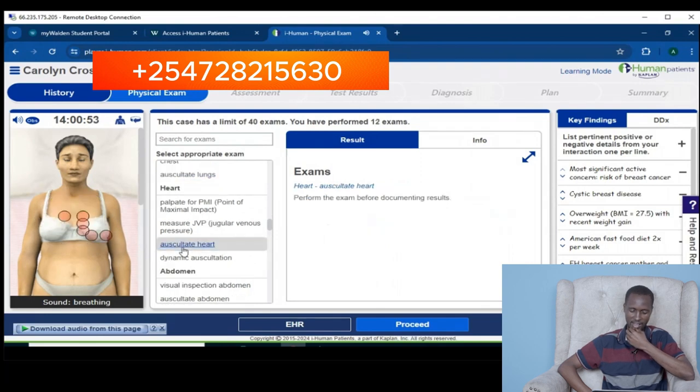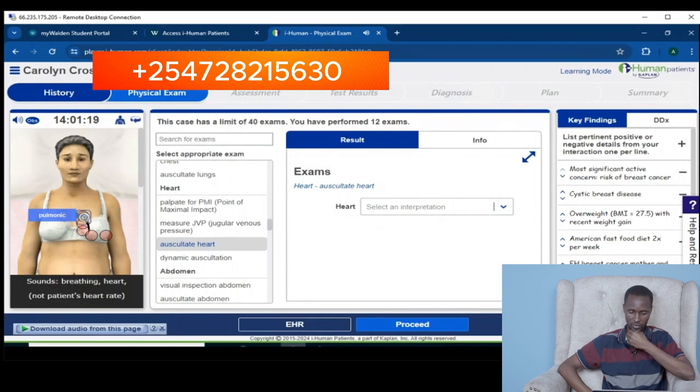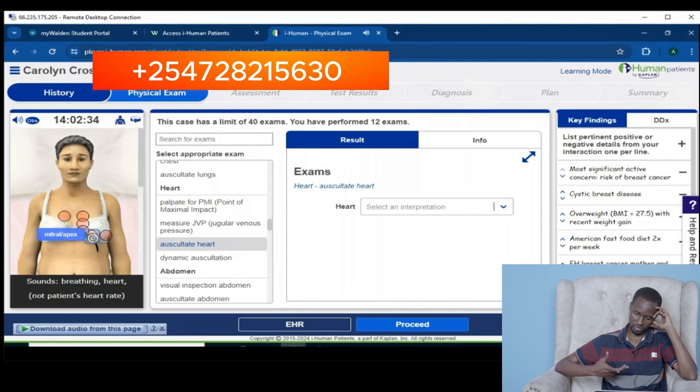Then once you're done with that, you auscultate the heart using the points highlighted by the case. There are about 6 points, and once you're done with each point, you give your interpretation as per the result. Each exercise takes at least 15 seconds. So once you're done with that, you interpret.